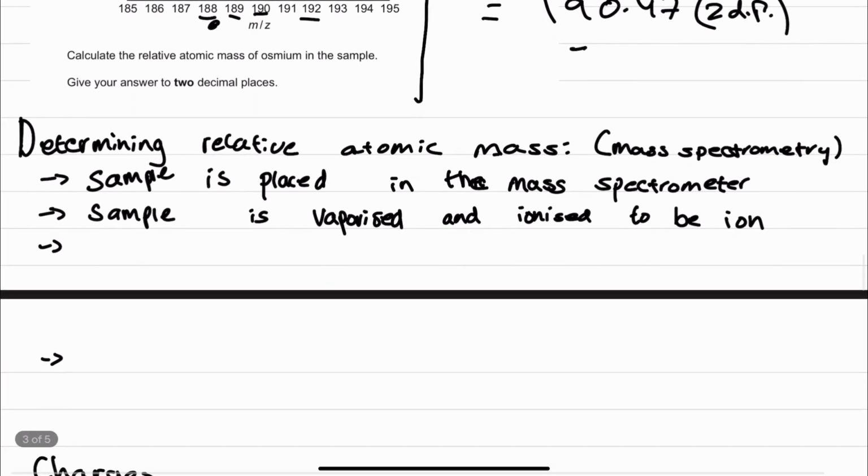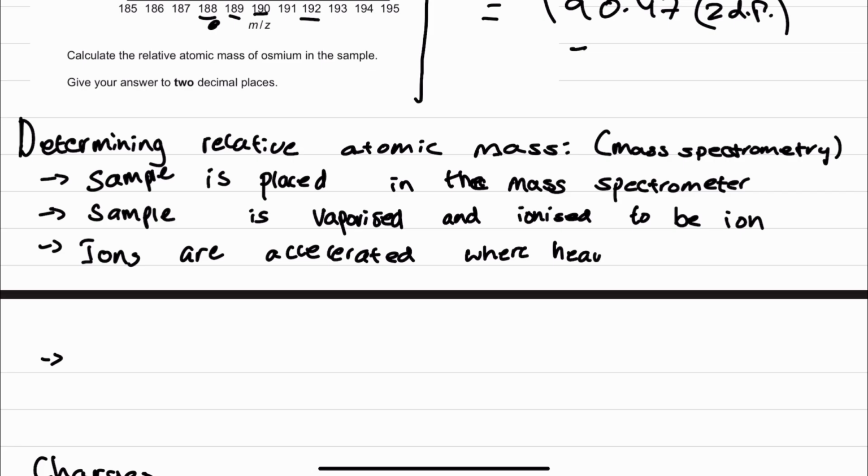And then these ions, which are those positively charged isotopes now, are accelerated where the heavier ions, based on their isotopic mass, are slower and therefore less deflected.